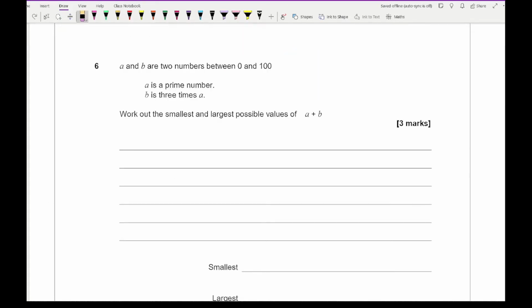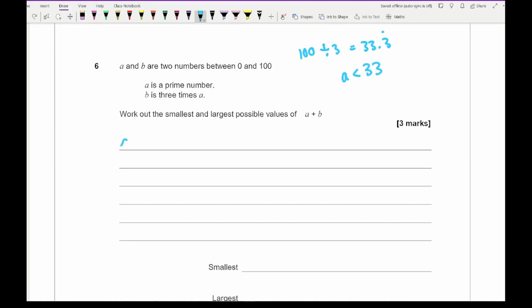Now looking at question 6, it says that a and b are two numbers between 0 and 100. A is a prime number and b is 3 times a. Work out the smallest and largest possible values of a plus b. Now in terms of this, as b is 3 times the size of a, if I do 100 divided by 3, I'm going to get 33.3 recurring. So from this we can assume that a is going to be less than 33.